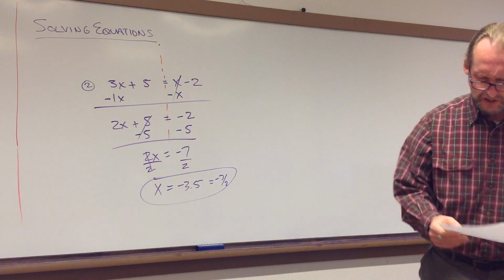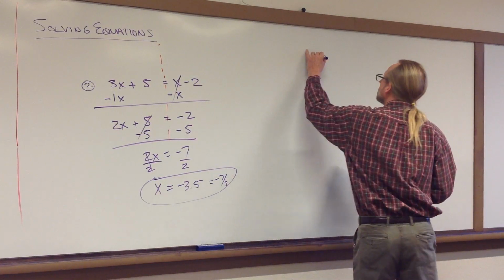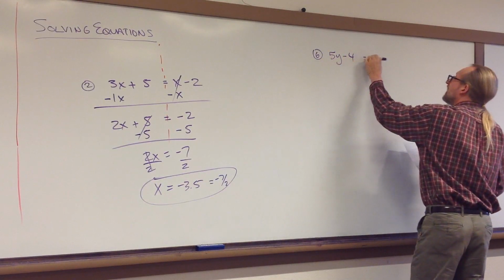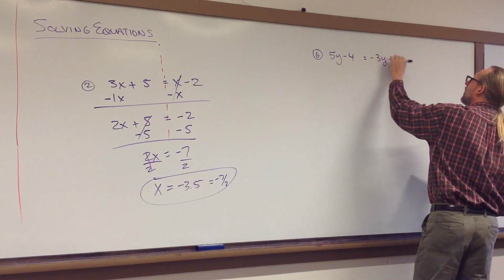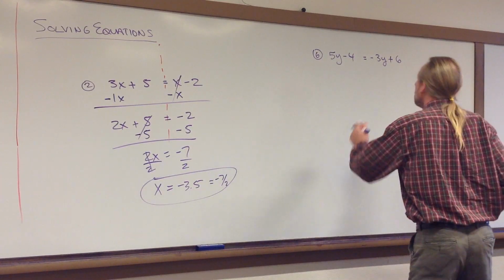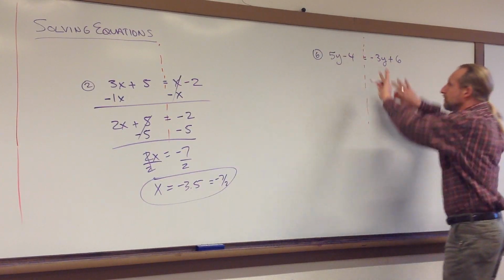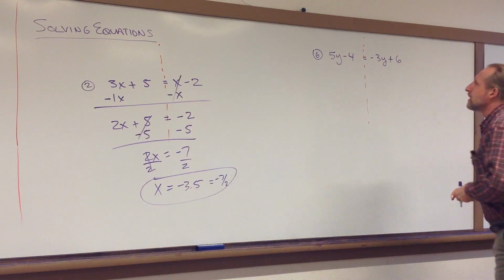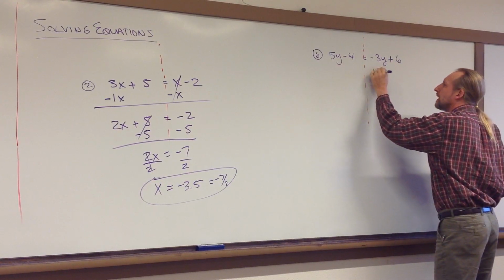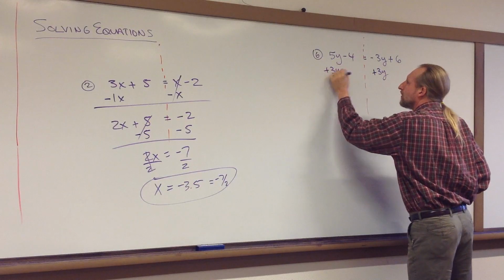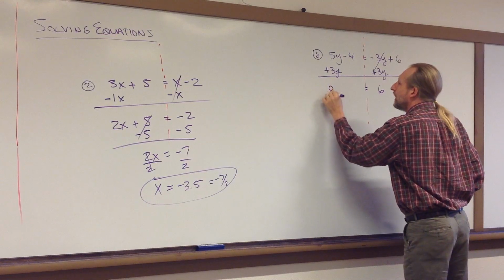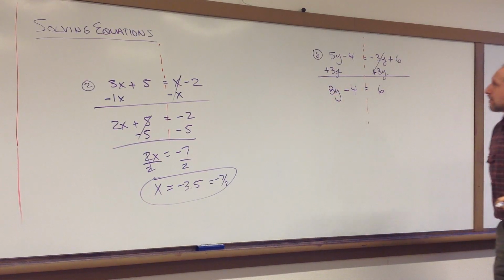All right, let's see here. Let's look at problem 6. Here we've got 5y minus 4 equals negative 3y plus 6. So a very similar setup for problem number 6. I'll draw this dotted line just to remind us that we've got two different sides in this equation. So now if we want to bring these y's together, I'm going to need to cancel out this y by doing the opposite. And so I'm going to add 3y to both sides. Those cancel out. Still have the 6 over here. And over here I've got 8y minus 4.